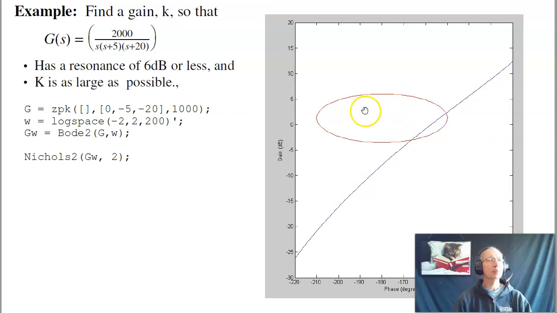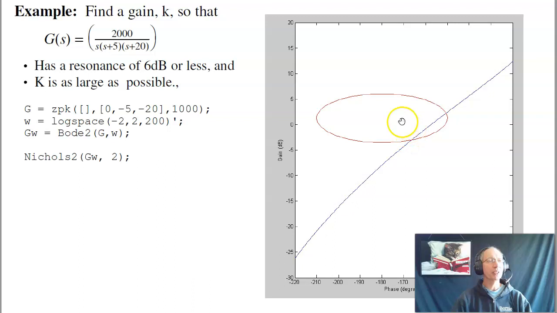This is my keep away region. I want to make sure the closed loop system is stable, meaning the gain is less than 1 when the phase is 180 degrees. And I don't go inside this region because if I do, I'm too close to minus 1. The resonance is bigger than 2.